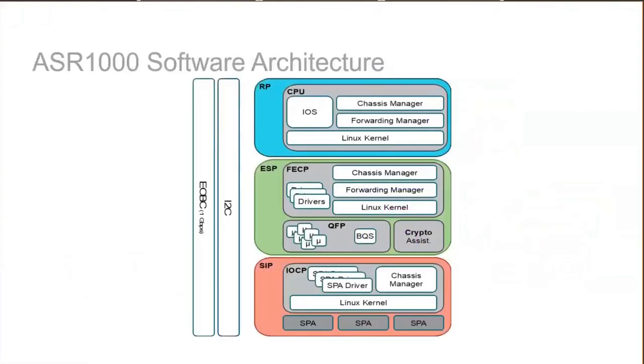So this is the ASR software architecture. As we were seeing earlier, RP will have its own CPU, ESP will have its own CPUs, FECP and QFP. SIP will have its own processor, IOCP. On the RP CPU, we'll have the chassis manager running, which is running on other CPUs as well. The forwarding manager will be running only on RP and ESP, and the communication between these processes will be happening over EOBC and I2C channels.